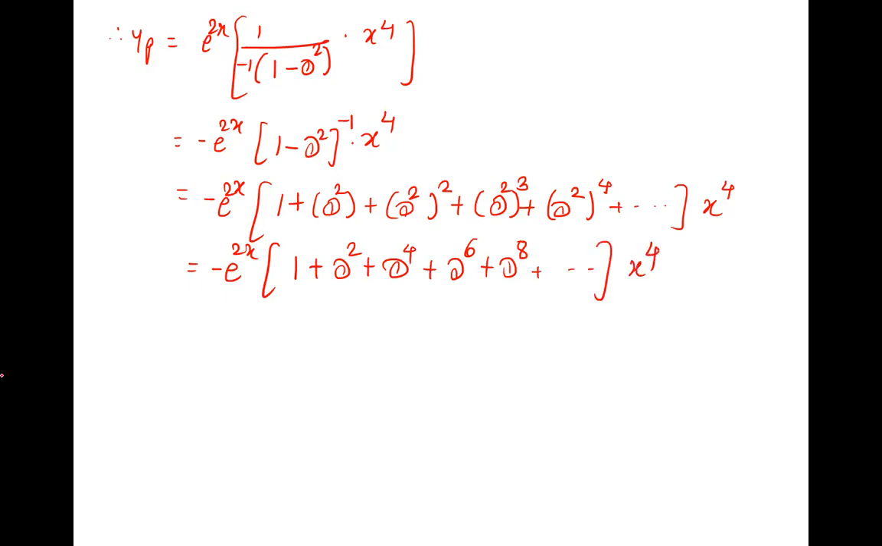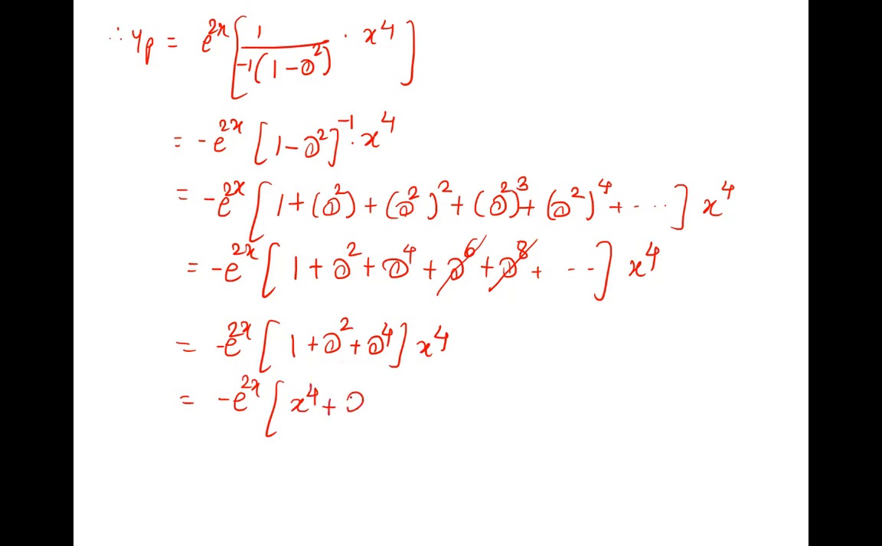And the terms that get cancelled here are D raised to 6 and D raised to 8. So what remained is 1, this and this, the so on get removed on x raised to 4. So we just open it: 1 into x raised to 4 plus D square into x raised to 4 plus D raised to 4 into x raised to 4.